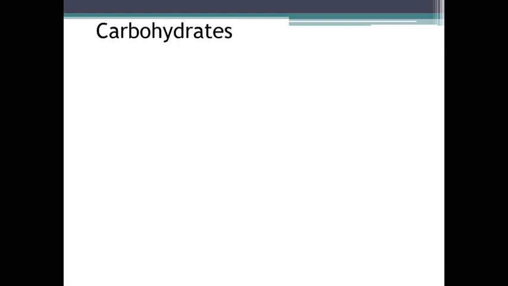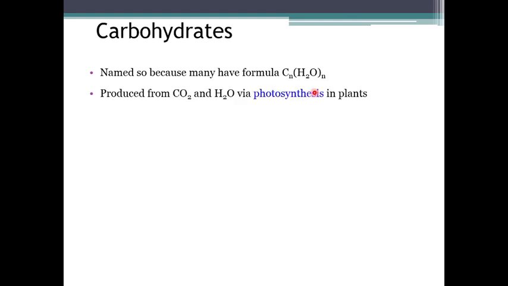So, what are carbohydrates? In a chemist's term, carbohydrates are polyhydroxyaldehydes or ketones. Not all, but many have this molecular formula CnH2nOn as shown here. Some carbohydrates also contain nitrogen. Carbohydrates are produced from carbon dioxide and water via photosynthesis in plants.